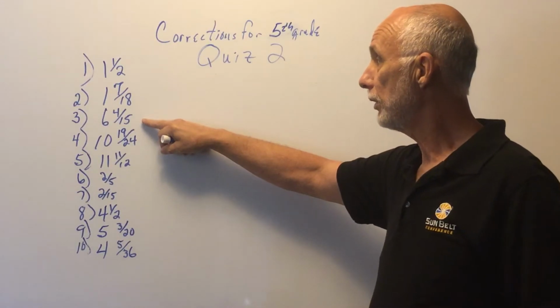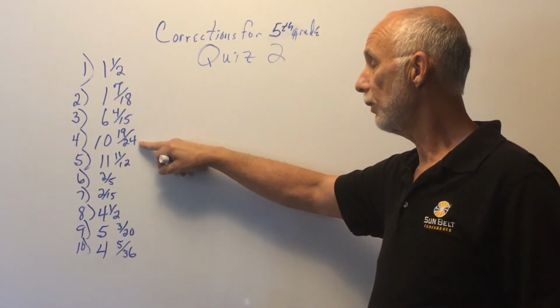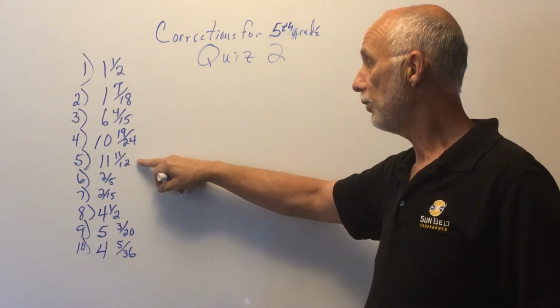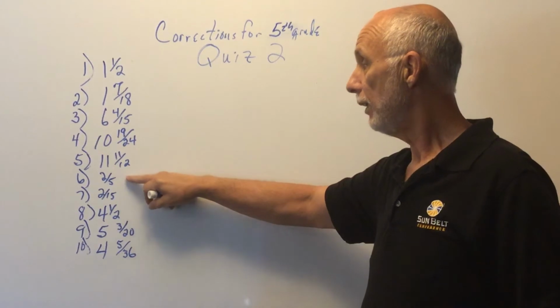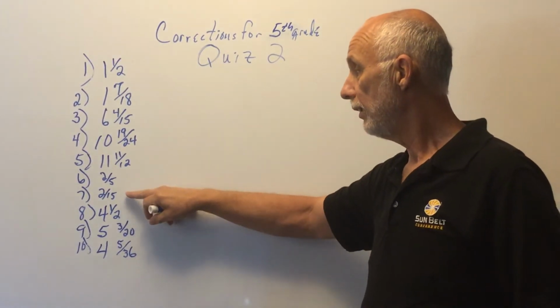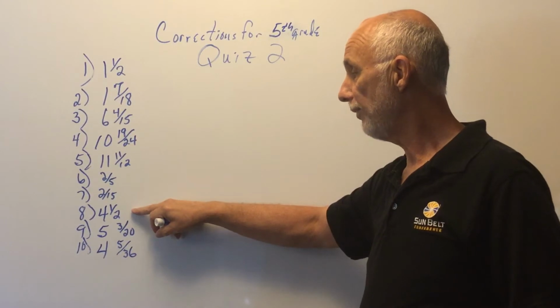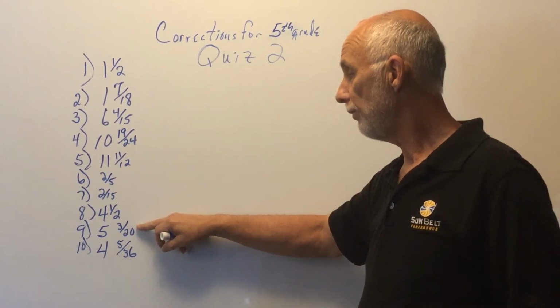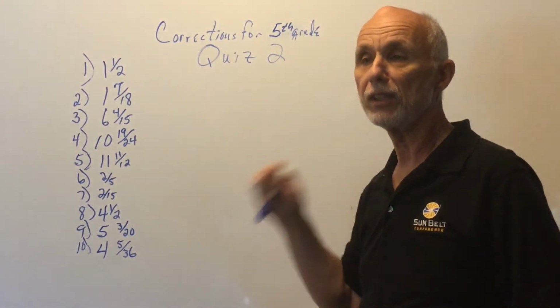Number 3 was 6 4/15. Number 4 was 10 19/24. Number 5 was 11/11. Number 6 was 2/5. Number 7 was 2/15. Number 8 was 4.5. Number 9 was 5 3/20. And number 10 was 4 5/36.